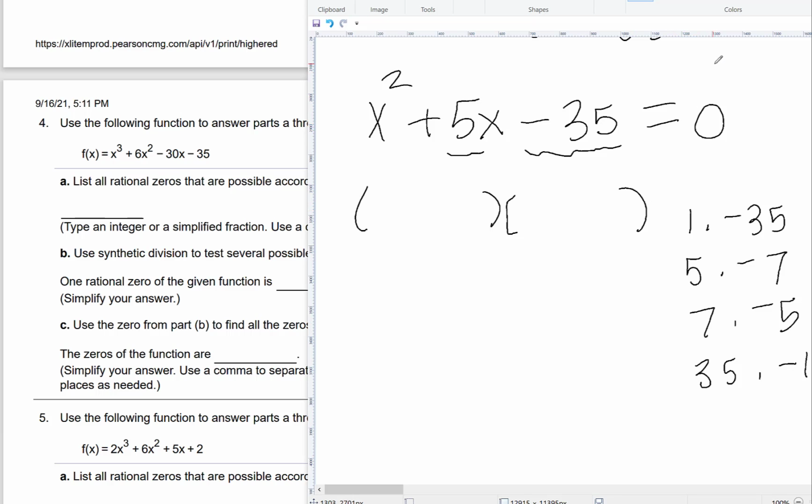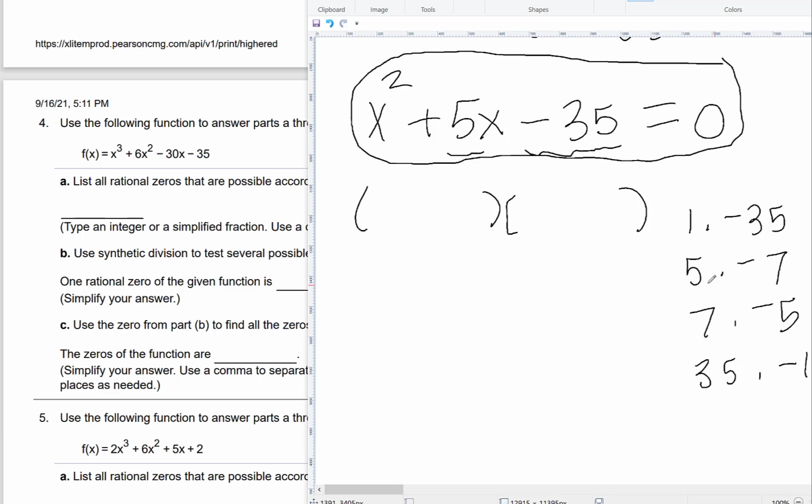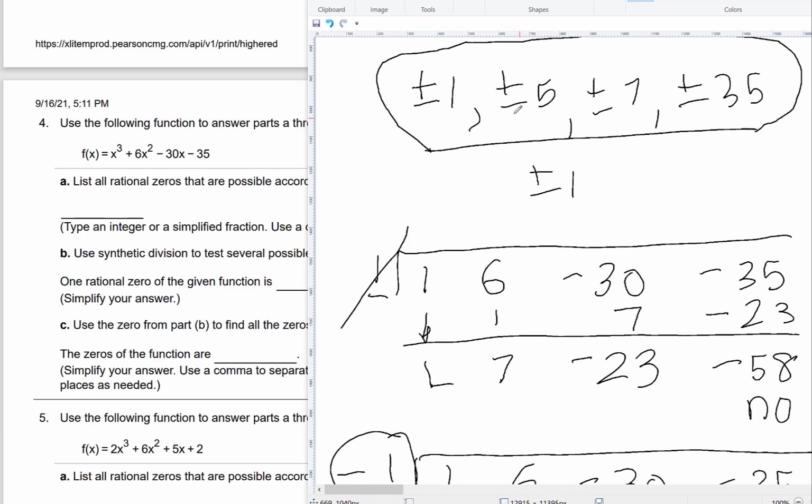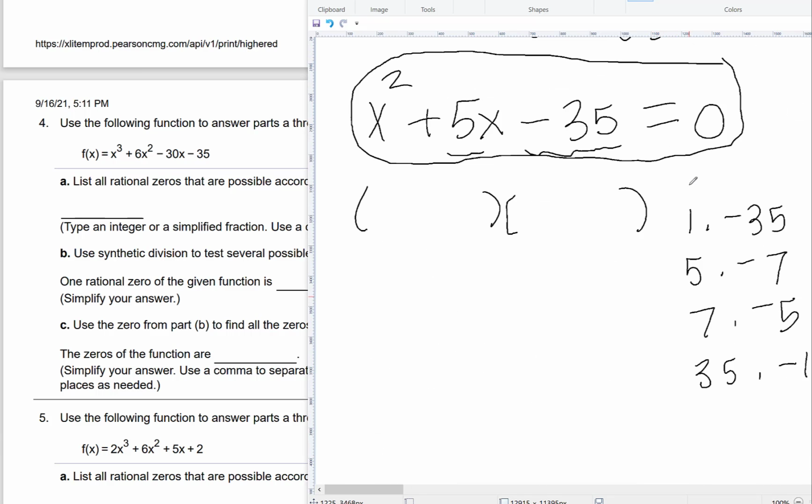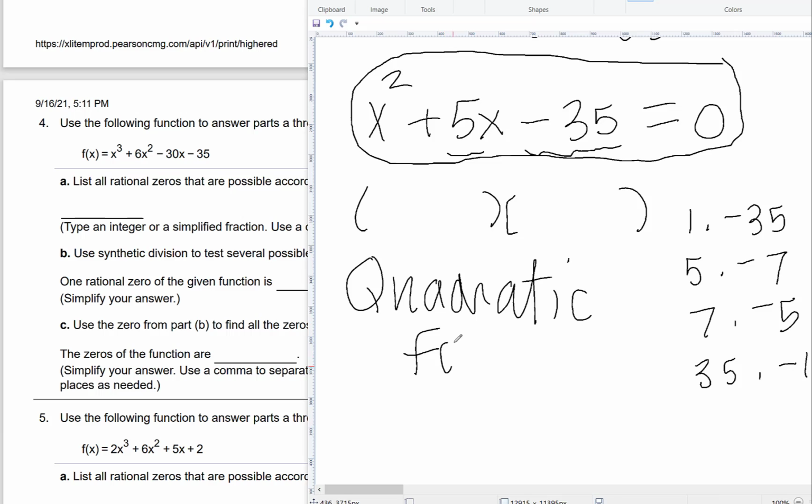Now that means I have to recognize that the only way to solve this, and by the way, you can do synthetic division with all these factors up here, but if you do that, none of them are going to work. You're always going to have a remainder that's not 0. So you need to recognize that this is a quadratic formula problem. And hopefully you'll recognize that before you go all the way through and test all of those possible rational zeros.